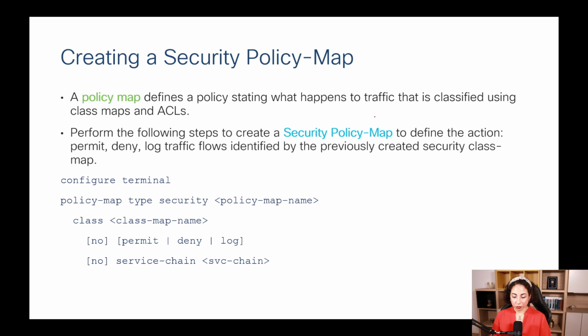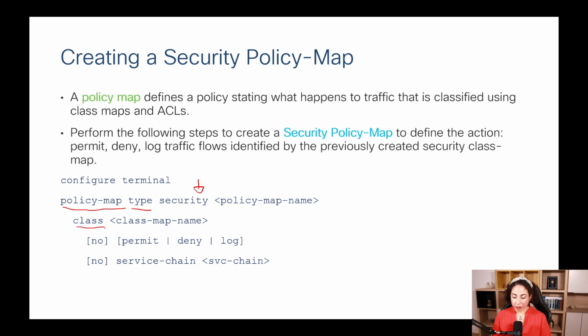So here it states what happens to the traffic that is classified using the class maps and the ACLs. The configuration is, when we are used to configuring class map and policy map, really the same philosophy. It's just that we are specifying that the type is security, but we have been doing this for CoS, for system QoS, for queuing, for many things in the life of a network environment. This is just a new type of class map and policy map, but the logic is exactly the same.